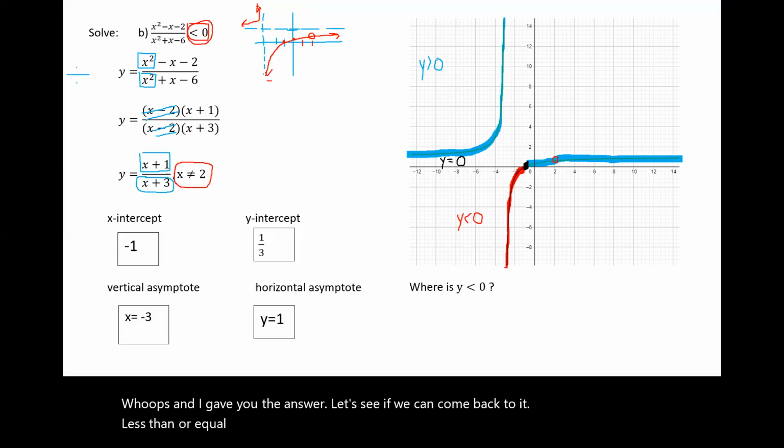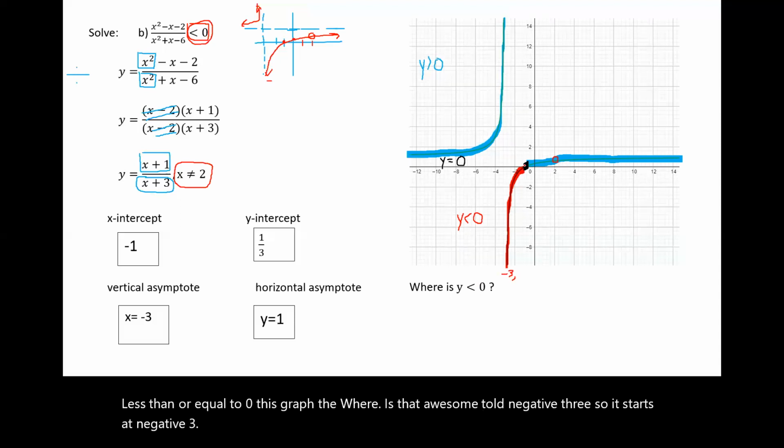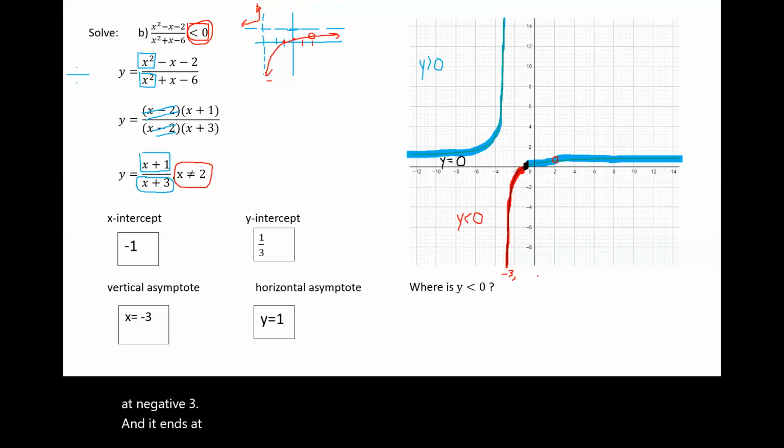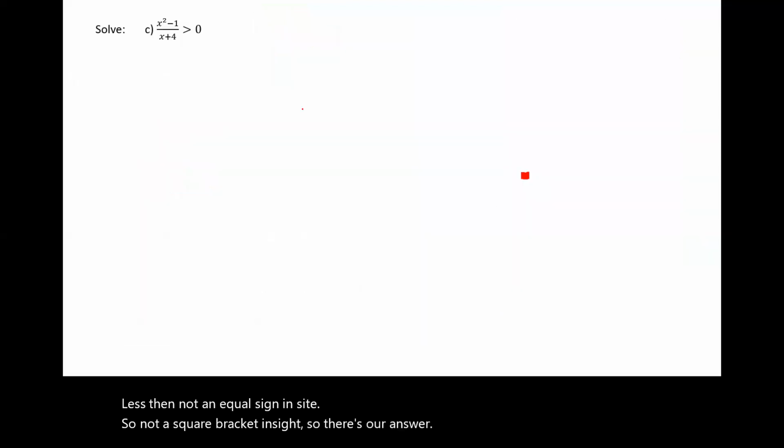This graph, where is that asymptote? -3. So it starts at -3. And it ends at the intercept, so that's -1. Now, less than, not an equal sign in sight. So not a square bracket in sight. So there's our answer. Let's try another.